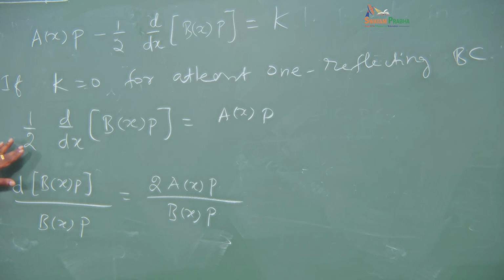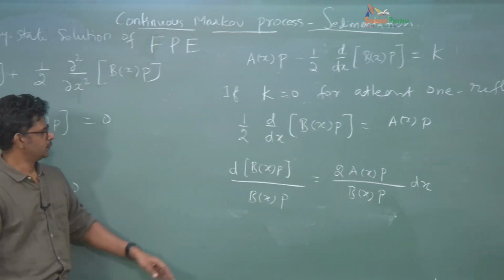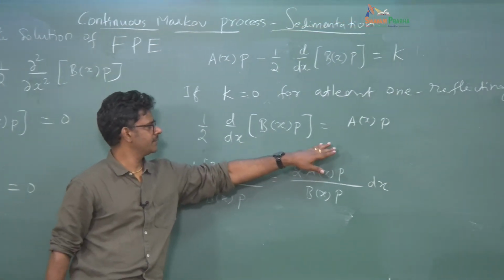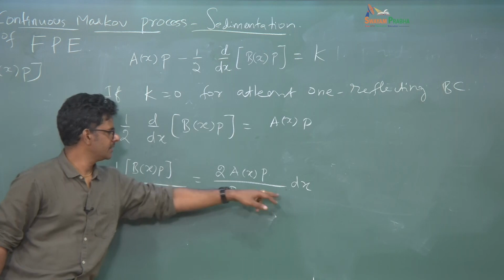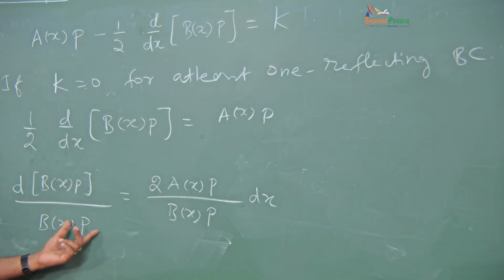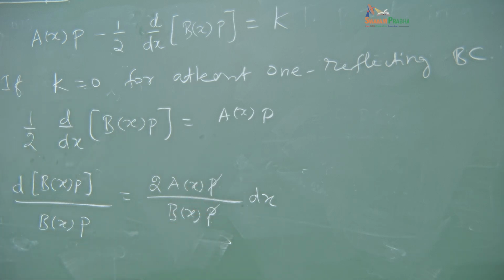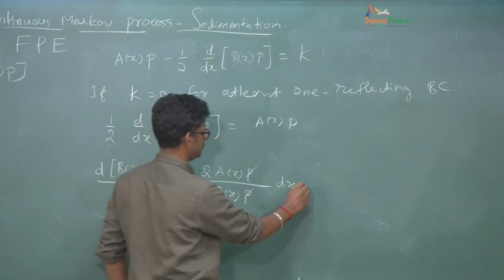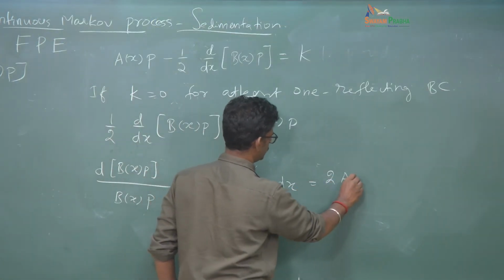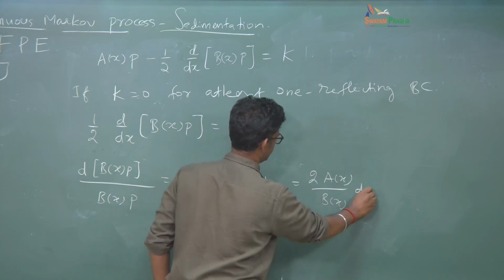So what I'm doing here is separating the variables. dx goes there, and then on both sides I'm dividing by b(x) times p. So on the right hand side the p cancels. Then you are basically left with 2a(x)/b(x) dx.